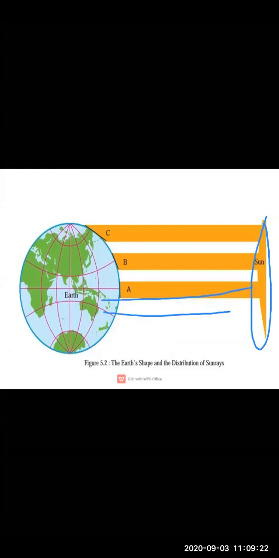Now see, children, here sun rays falling on the earth are straight and parallel to each other. Here see, this is our sun, and the sun rays falling on the earth are straight and parallel to each other. So now we will consider this region, region A. Here the rays will be perpendicular, straight and parallel to each other. They won't intersect.